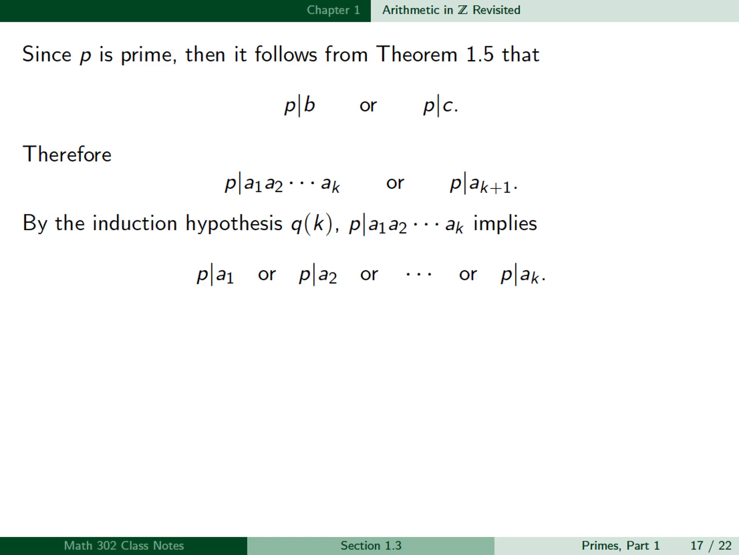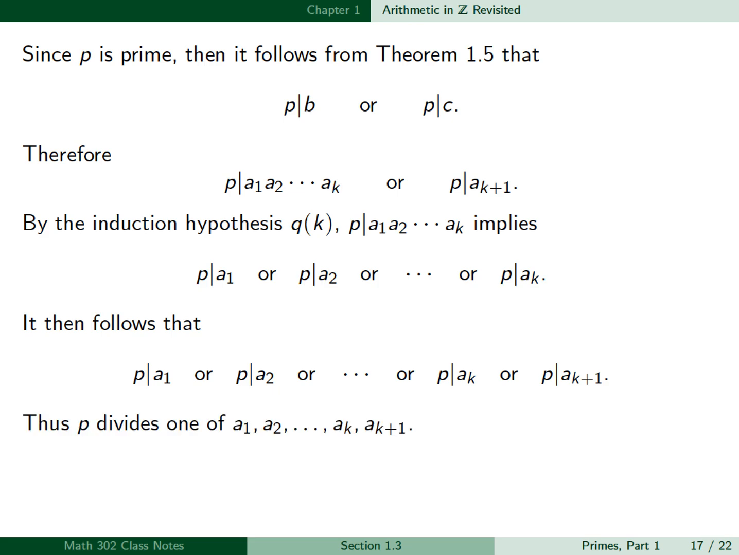Now by the induction hypothesis Q(k), P divides A1 A2 down to A_k implies P divides A1 or P divides A2 or all the way down to P divides A_k. So P divides at least one of the A_i's from A_1 down to A_k. Combining this with our other result, it then follows that P divides A1 or P divides A2 or all the way down to P divides A_k or P divides A_(k+1). So thus P divides one of the A's, A_i.